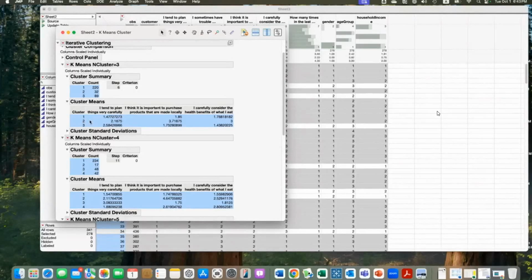So people in this cluster tend to plan things very carefully. People in this cluster think it is important to purchase products made locally. And people in this cluster consider health benefits, what they need, right? And on the opposite side, if we look at the other 2, it's a little bit harder to differentiate cluster 1 and 3, right? This is 1.7, this is 1.4, 1.85, 1.74. So those 2 will be lower, and planning things carefully is a little higher. So we can still tell some story and try to build a different customer profile. But seeing those 2, the difference is not really big.